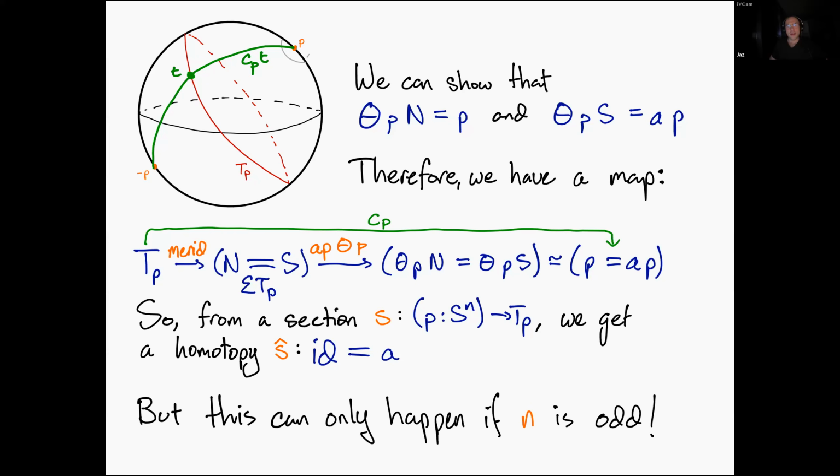So this is the sort of content of the Hairy Ball theorem: you can't have a section of the tangent space on an even dimensional sphere. So this, by the way, I kind of love this. This is very much the classical proof, and it's quite nice.